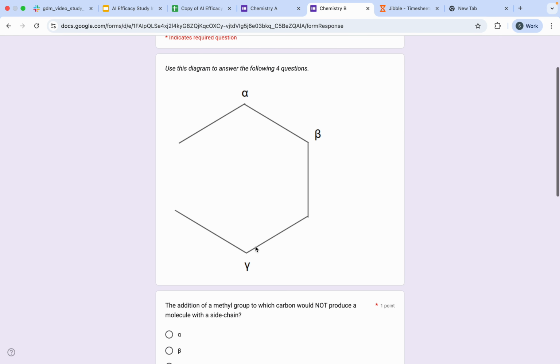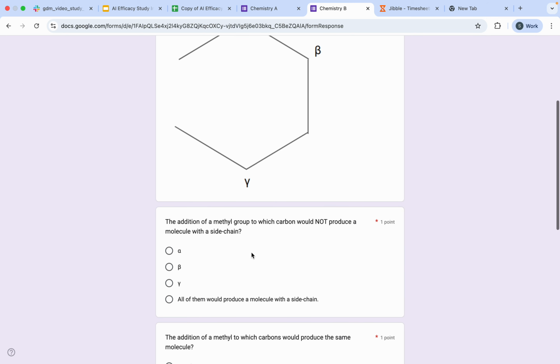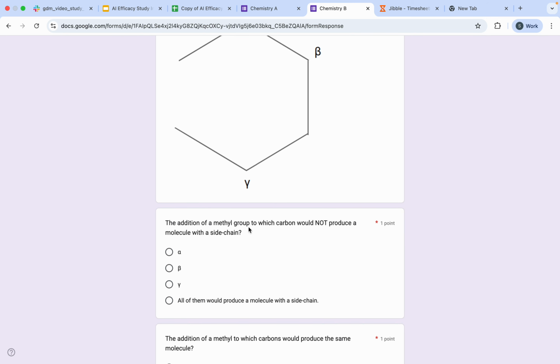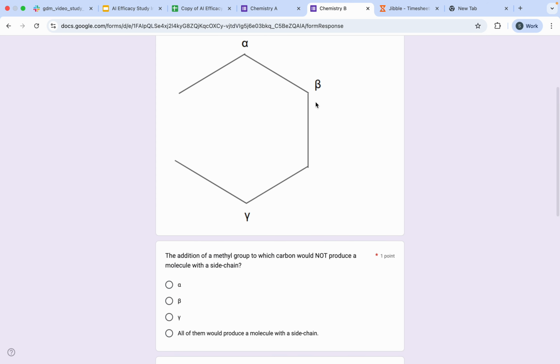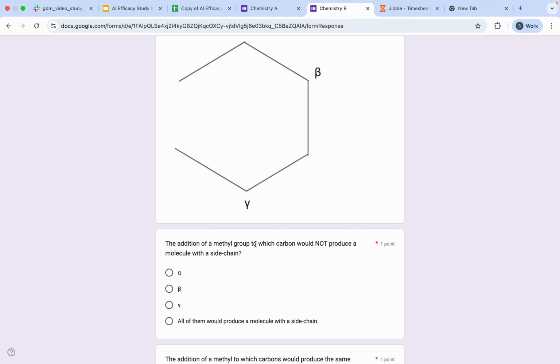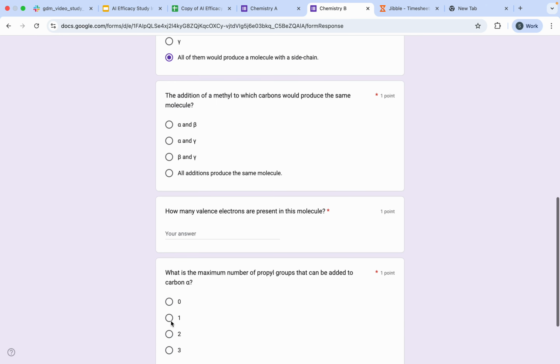So here also we have some questions. Use this diagram to answer the following 4 questions. The addition of a methyl group to which carbon would not produce a molecule with a side chain? Alpha, beta, gamma, all of them would produce a molecule with a side chain. So I think option D is the correct answer.